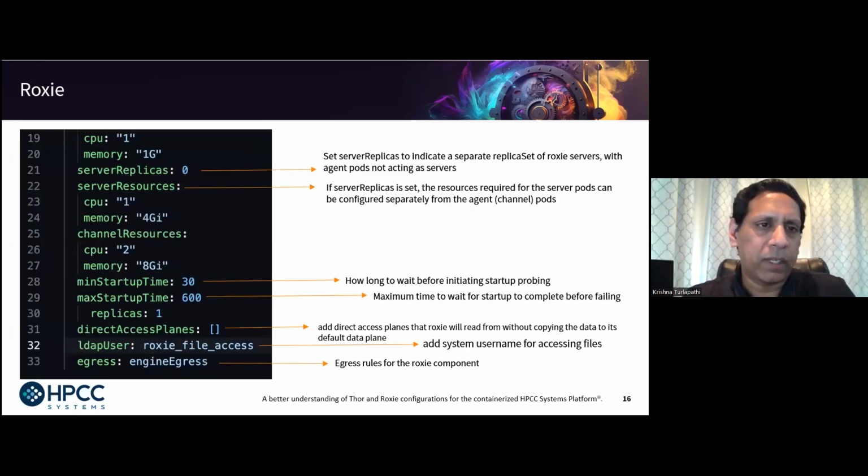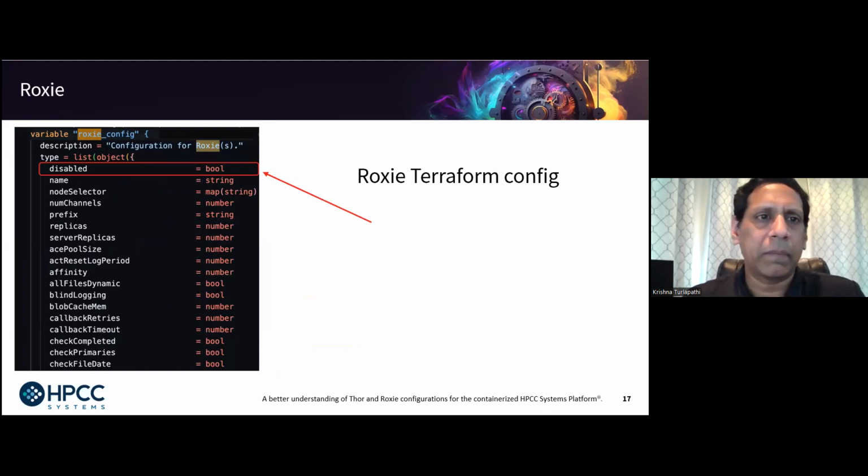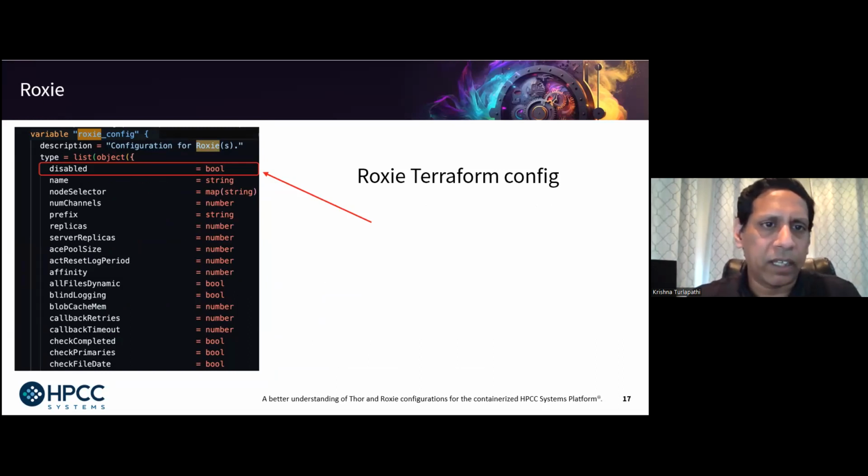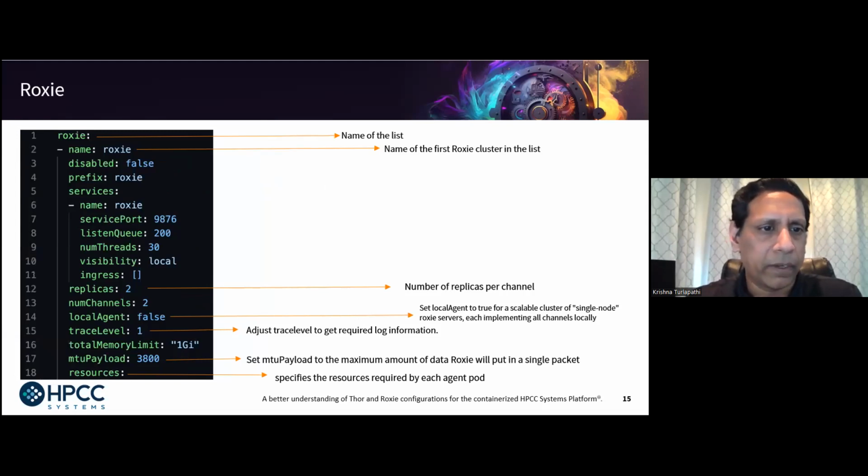Now, the previous ones are the ones you usually see when you look at the YAML file on the clusters. There are some additional values that you can set for Roxie in the config. Some of these we have already seen previously, like disabled, which should be configured as a Boolean value, the name, which is a string, node selector, the num channels, which is a number, the prefix, a string, replicas, a number, and server replicas, which is also a number. So these are some of the values which you have seen in our previous slides, and we have gone through these ones.